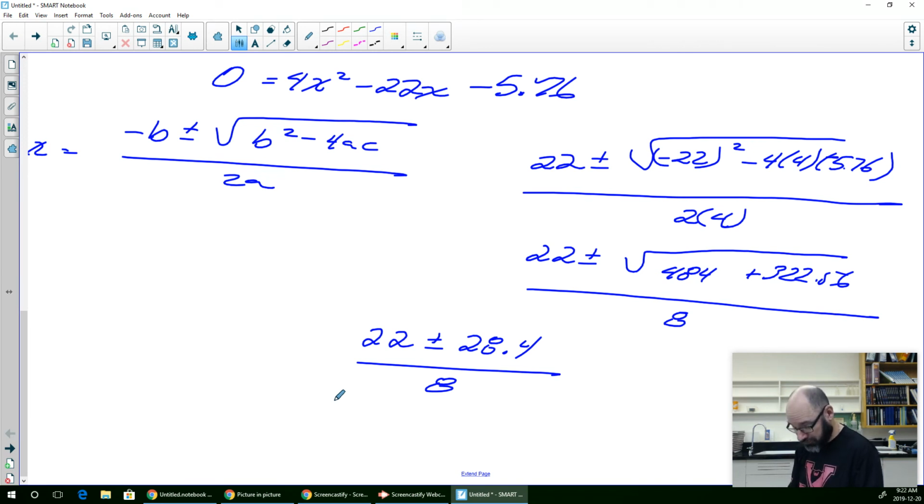Sorry, I did that one wrong. 28.4, we'll do it again here, plus 22. Okay, that's 50.4 divided by 8. And you get 6.3. Okay, the negative one would be like negative 6.4 divided by 8. So the negative is not going to make any sense. This is going to be kilometers per hour. So that would be his normal bike speed without wind at his back or pushing him.